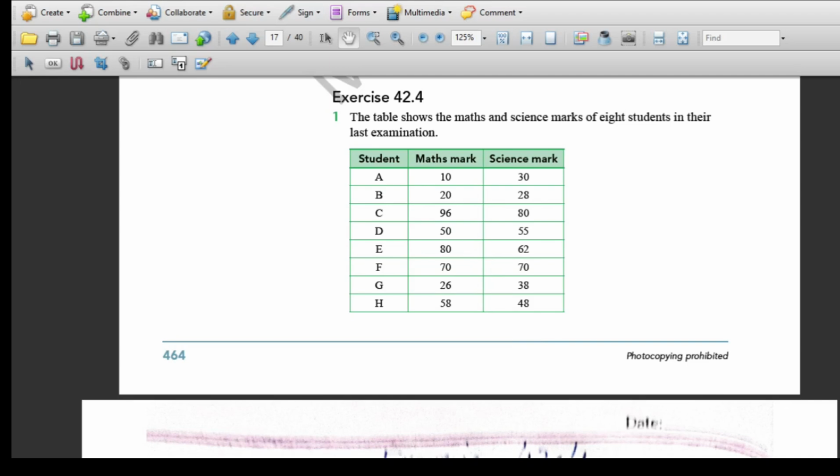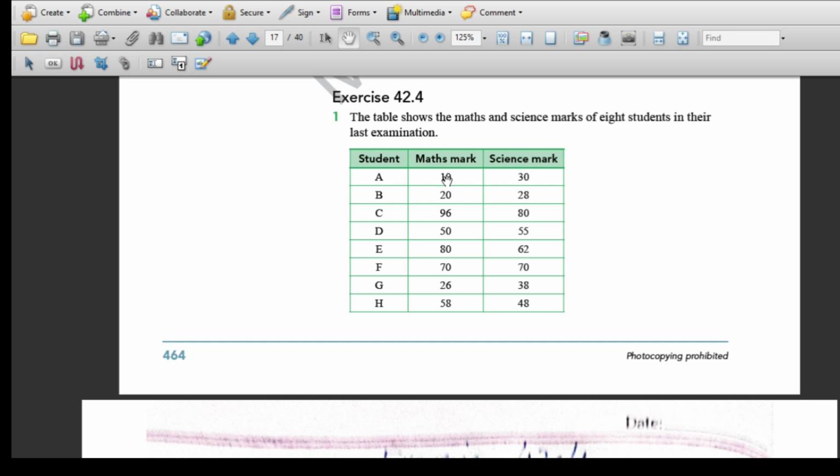Bismillah ar-Rahman ar-Rahim. In this session we will discuss scatter plots, exercise 42.4. The first question: the table shows the math and science marks of 8 students, A to H. Student 1, 2, 3, 4, 5, 6, 7, 8 have different marks in math and in science.